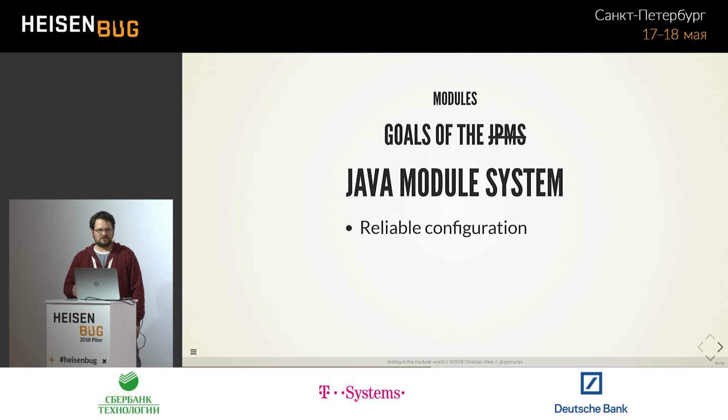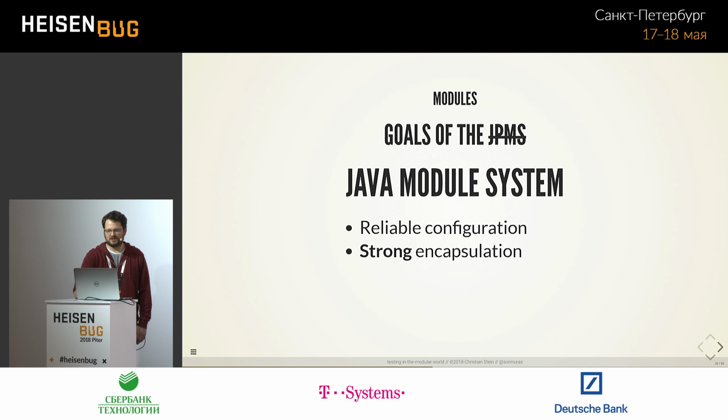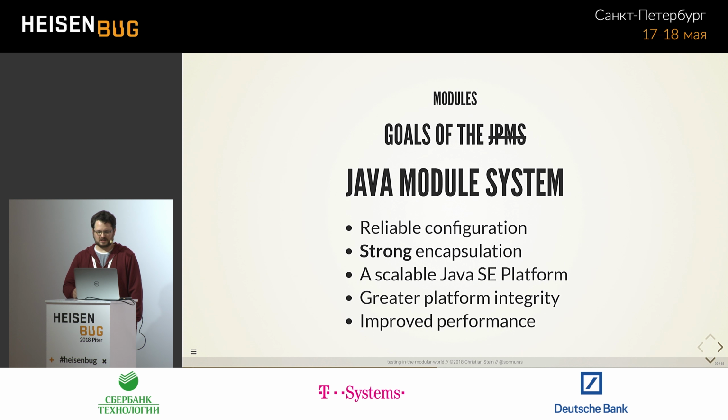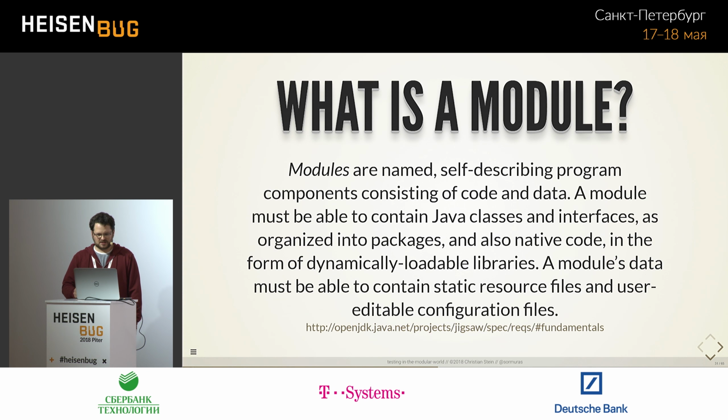At compile time and runtime, you want to know your components and fix them. That's one of the goals: reliable configuration. You want strong encapsulation. Your components want to hide something from the outside so that you can change the implementation at any point and nothing breaks. You just want to have a known surface of your component. And with this, all things get better: integrity increases, and performance will also get better when you have those things in place.